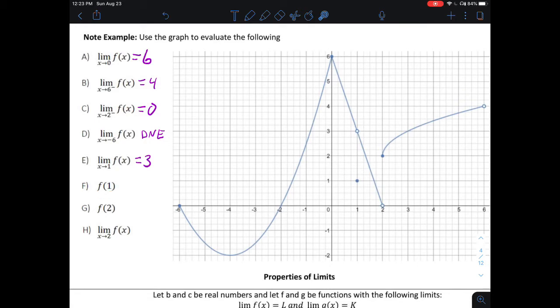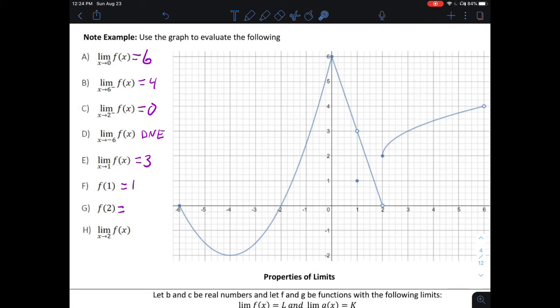Now let's look at part F. So find f of 1. All right, so f of 1, we're looking for the y value at 1. So I don't care what the graph is doing. I look for the first place it's defined. It is not defined at the hole at 1. It's defined right here at 1 at that solid circle. So f of 1 is equal to 1.